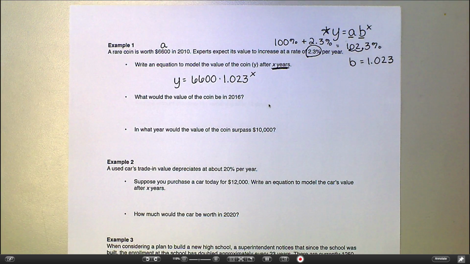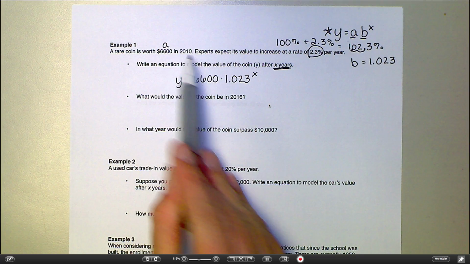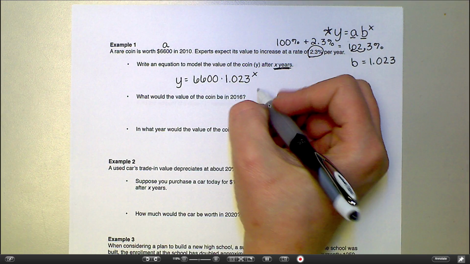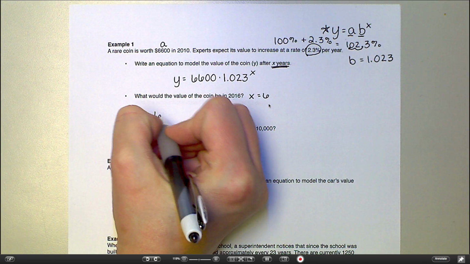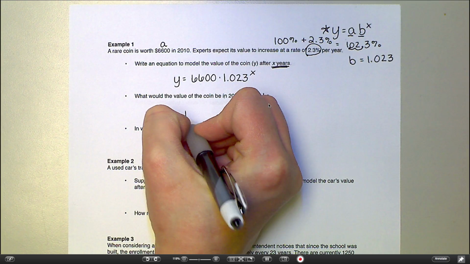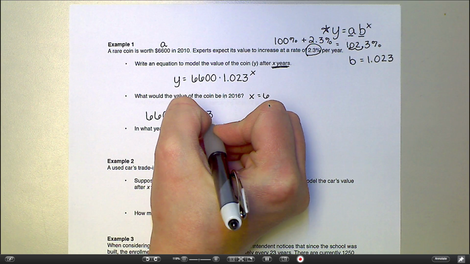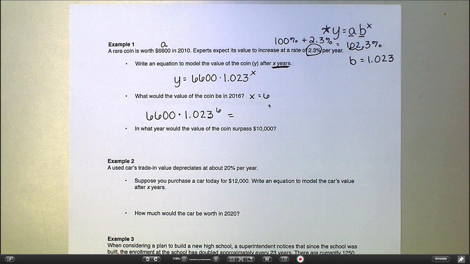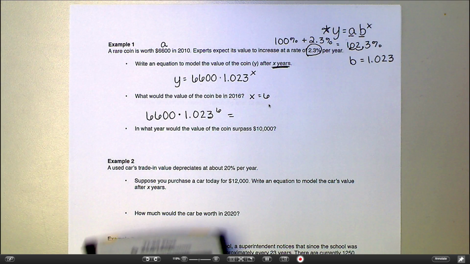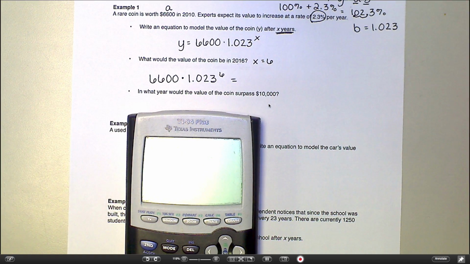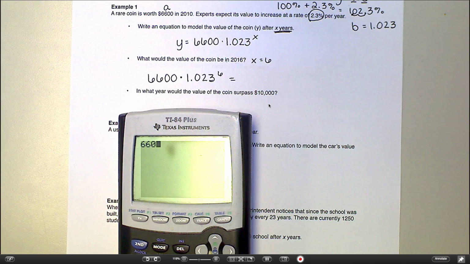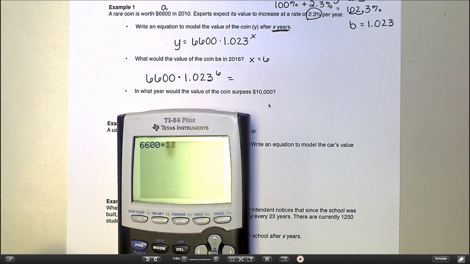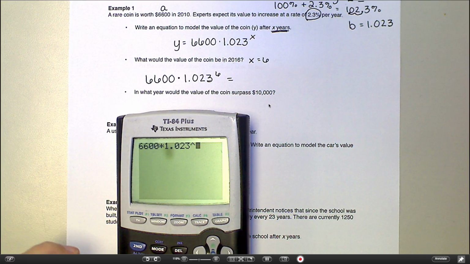So what would the value of the coin be in 2016? Well, if we started in 2010, I'm looking for 6 years later, so we're going to let our x equal 6. What I'm really typing in here is 6,600 times 1.023 to the power of 6 and getting an answer. And that would look like this: 6,600, oops, one more zero, times 1.023 to the power of 6.